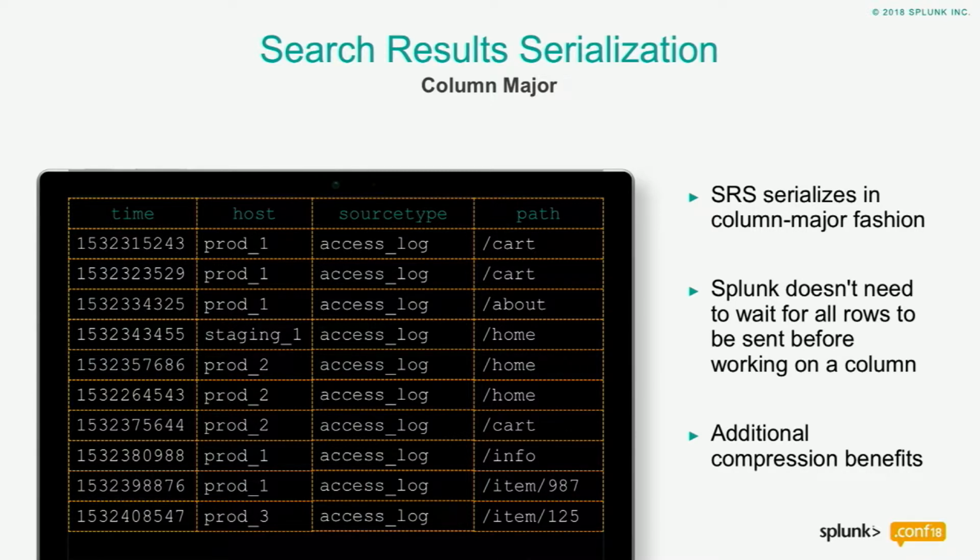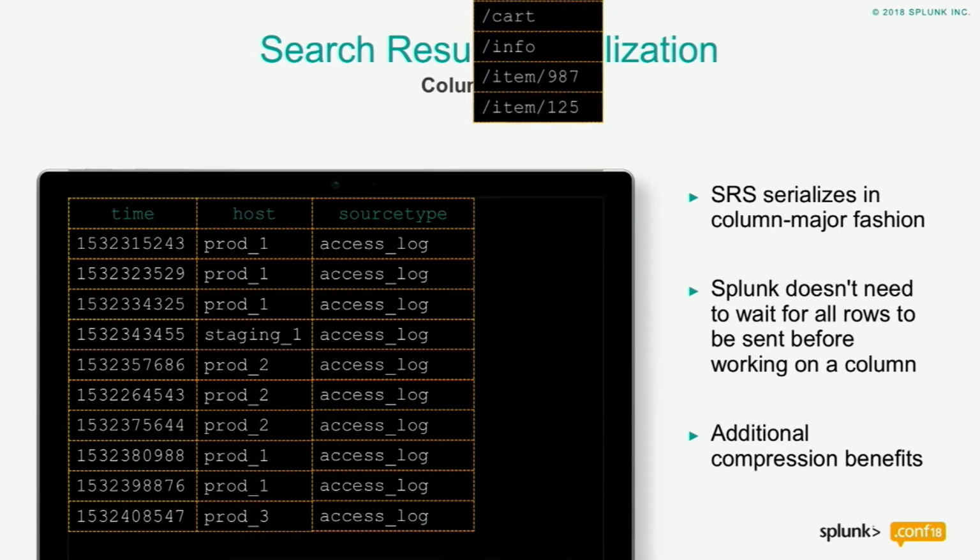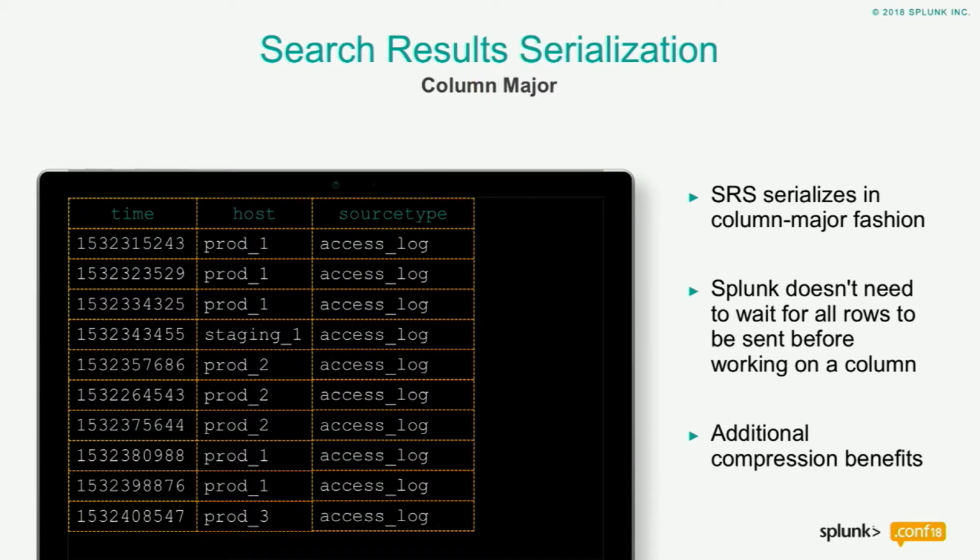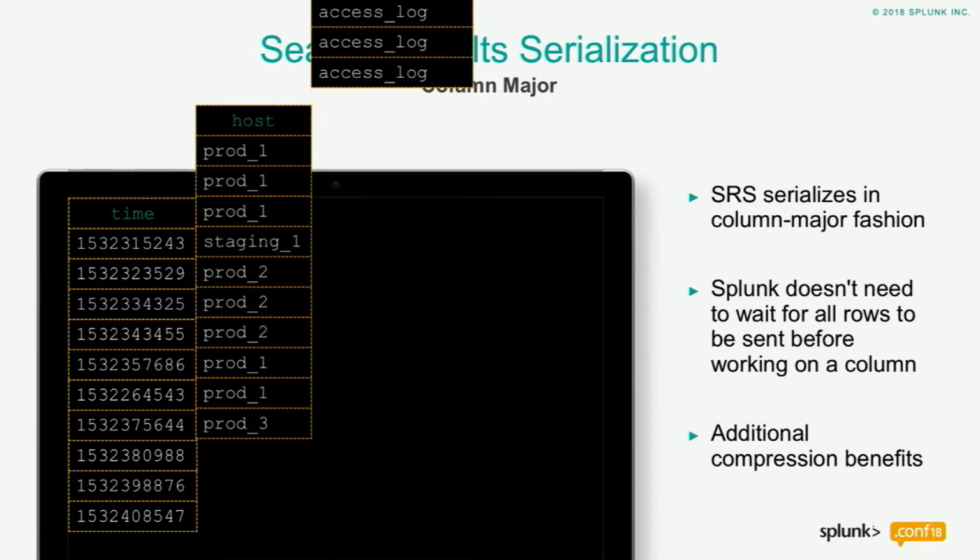Well, let's say our search head is waiting to perform some post-processing on the path fields. With CSV, data is sent row by row, meaning we'd have to wait for the entire data set to be transmitted before we can start working on it. However, with SRS, that path column can be sent first, giving the search head the data it needs to complete your search faster, along with the other results as they come.